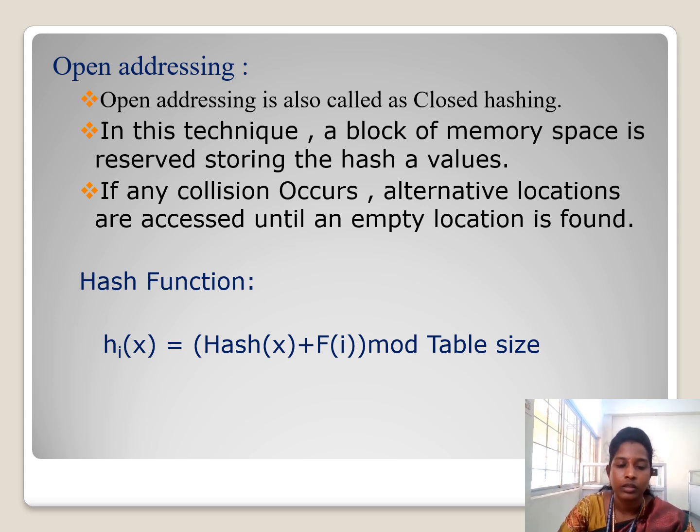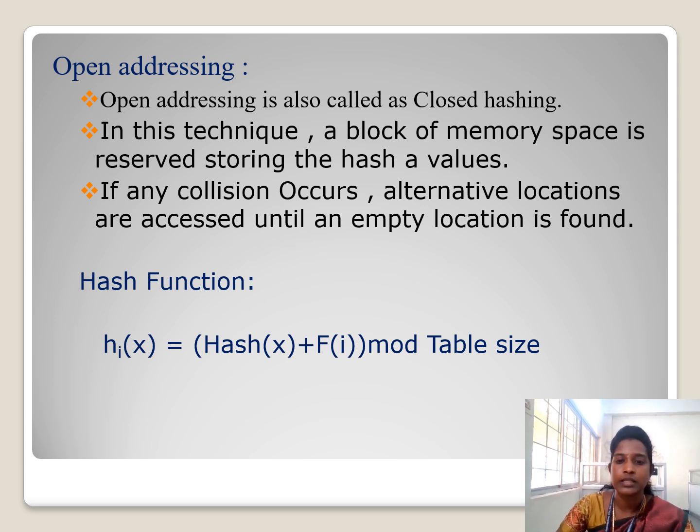Okay, there are no more variations for linear probing, quadratic probing and double hashing. A simple variation only we are going to follow. In open addressing, open addressing can also be said as closed hashing.